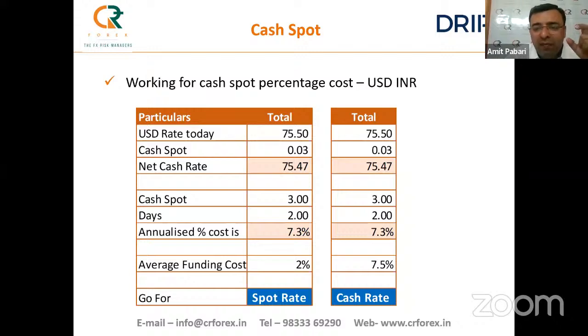So if there is a cash pot of 3 paisa for 2 days at the 75.5 rate, the annualized interest cost becomes 7.3%. And if your average funding cost is at 2%, then it is better not to go for a cash rate. Go for the spot rate. If your average funding cost is 7.5%, then you can say, okay, I'm paying a higher interest cost, so let me take a cash rate. So this evaluation is very, very important.